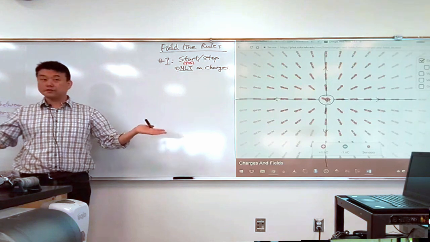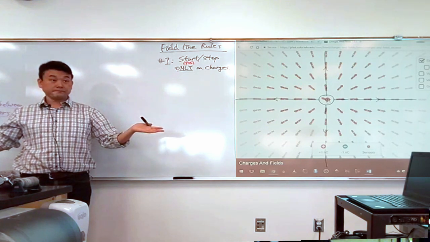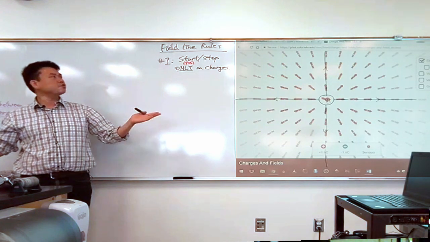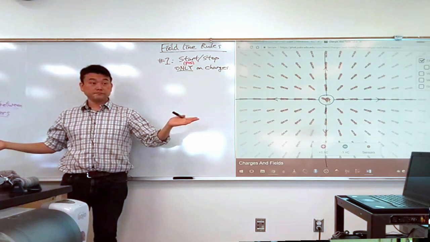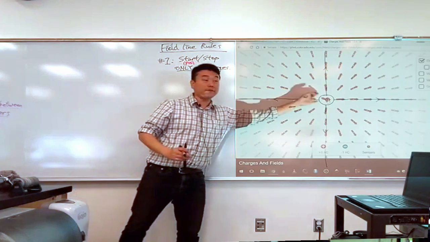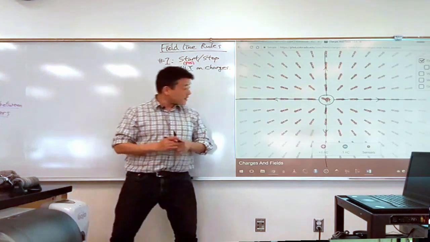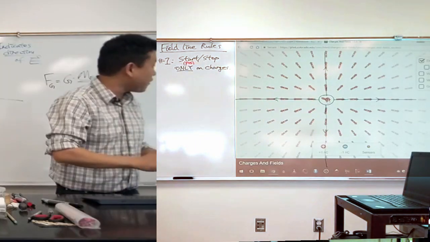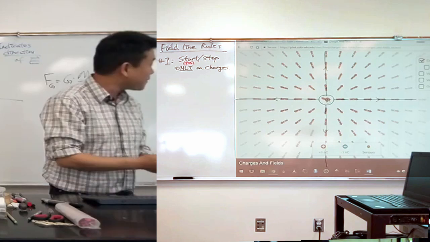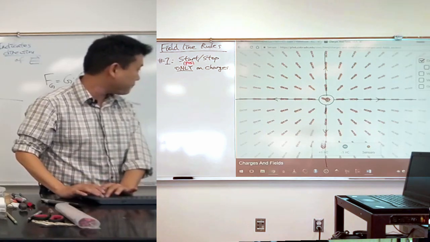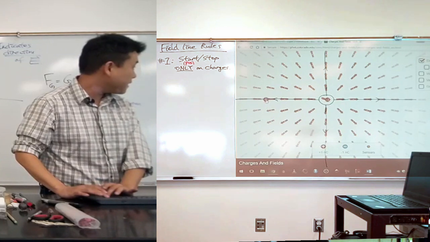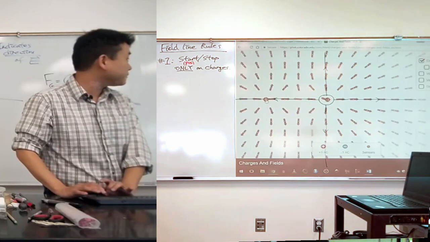Another positive charge or another what? Yeah, why couldn't field lines stop at a positive charge? Yeah, because field lines are supposed to go away from a positive charge. So you can actually see it here. Let me place another positive charge at the location where that one field line is about to end. So let me place this positive charge here. And let's see what happens to the electric field.